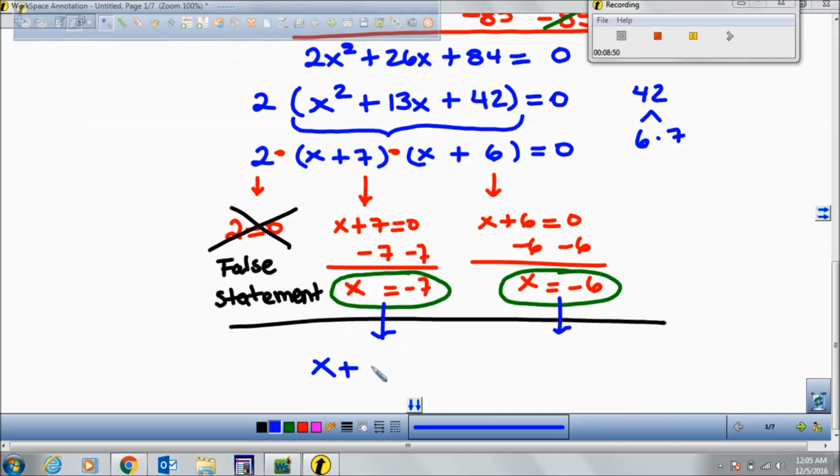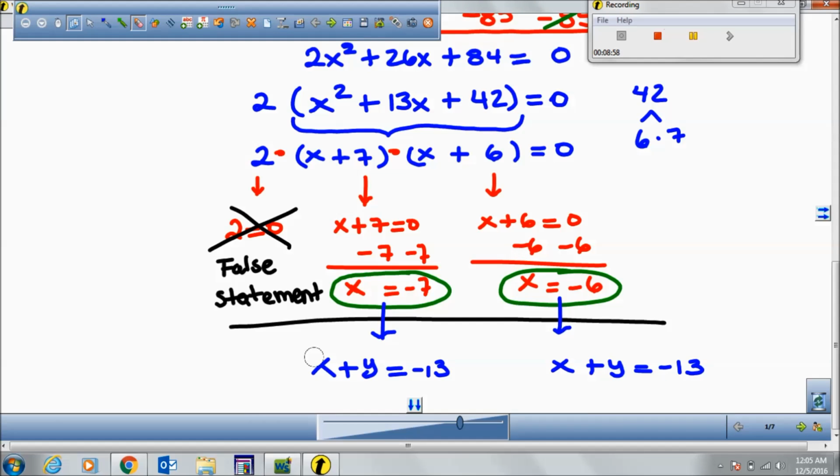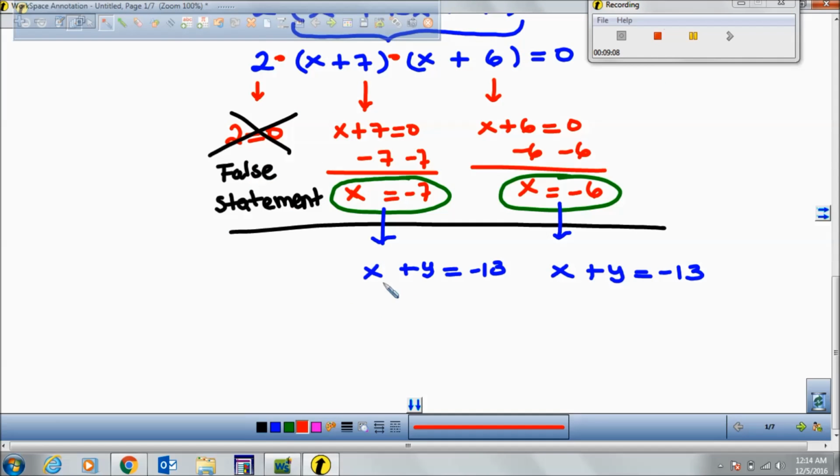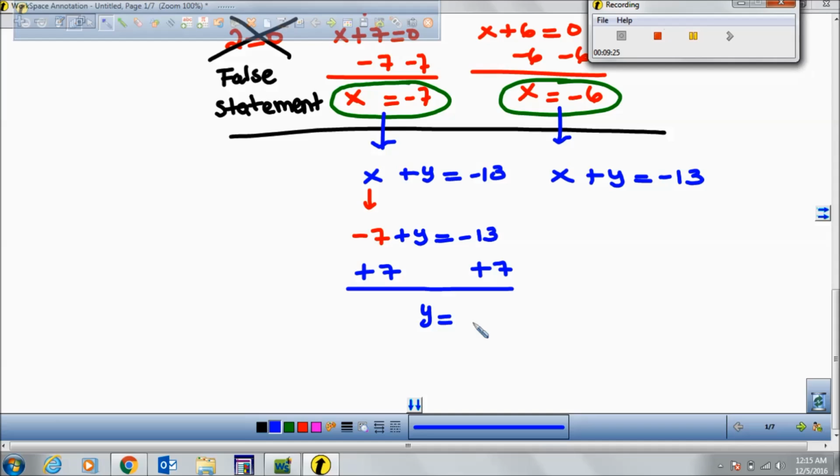So we're going to substitute into x plus y equals negative 13. Into the x, we're going to be substituting. So here, negative 7 plus y equals negative 13. We're going to add 7 to both sides. So y is equal to negative 6.